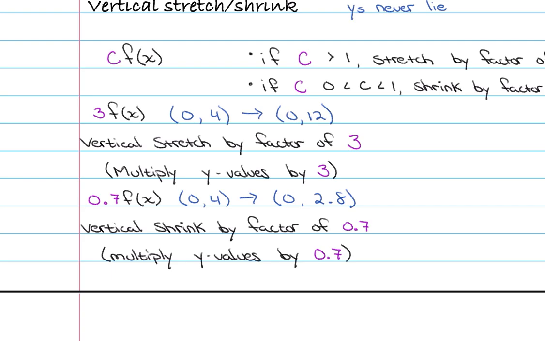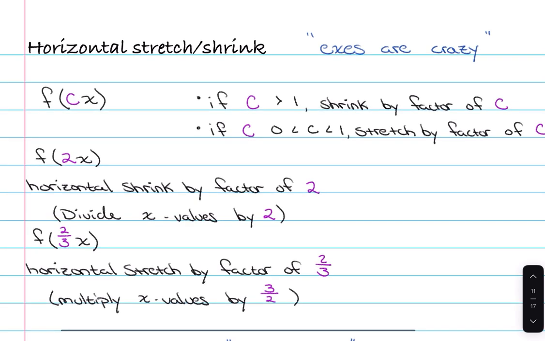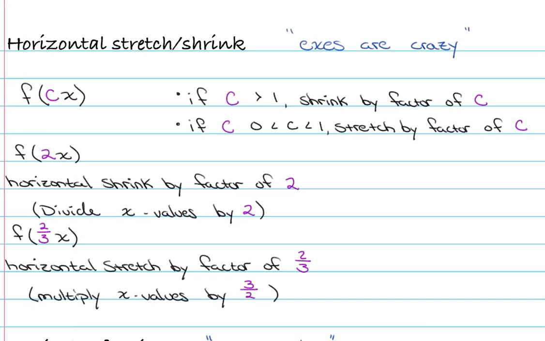Okay? Next thing, we've got horizontal stretch and shrink. Again, your x's are crazy. Your x's do the opposite of what you tell them to do. So that's the exact same way that our functions work as well. All right, notice the placement of the c this time. It is inside the parentheses. It is acting upon that independent variable, that x value. All right, and we are in opposite land. So if your c is greater than 1, this is actually a shrink by a factor of c. Okay. If your c is between 0 and 1, that's a stretch by a factor of c. So it's opposite of what you think it is.